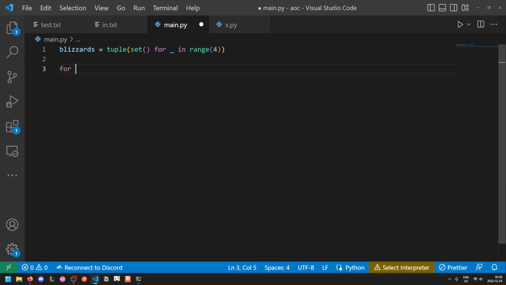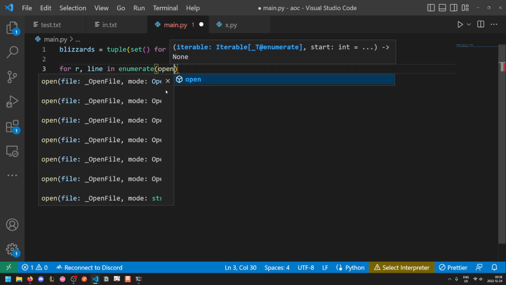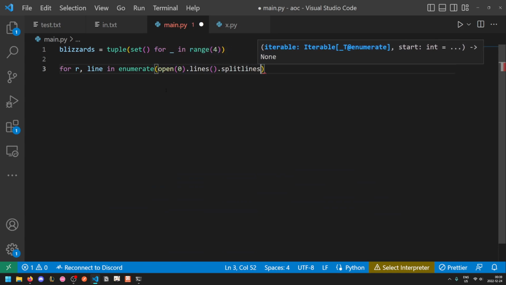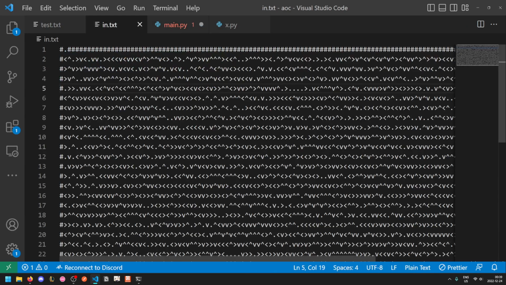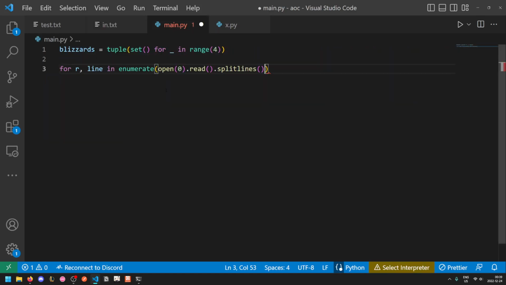Okay, and now we can do for r, line in enumerate open 0.lines.splitlines. Read the split lines, and we want to discard the first row. The reason for that is so that the topmost row will be aligned with 0. This just makes wrapping easier because of the modulo operation.